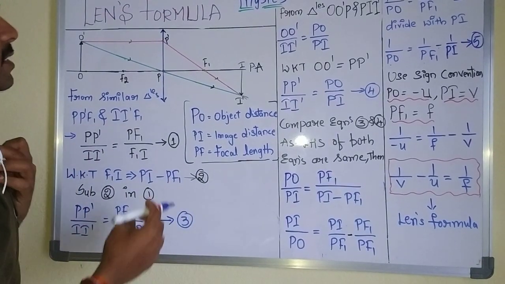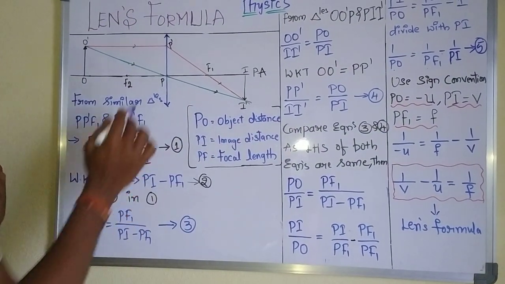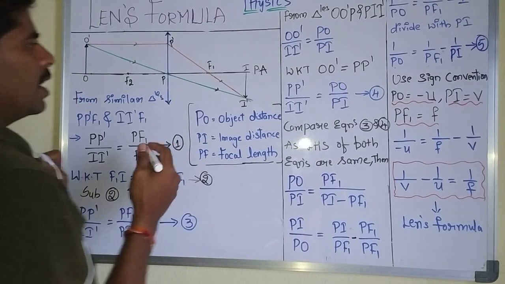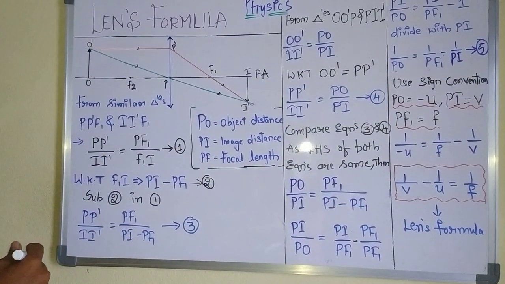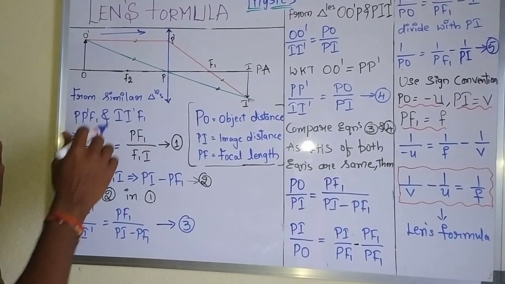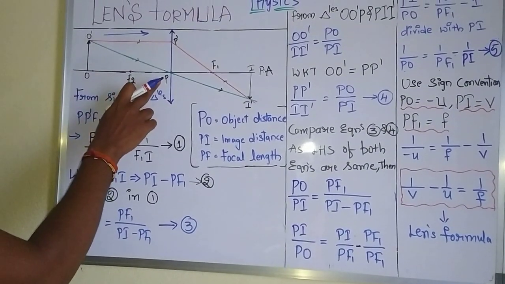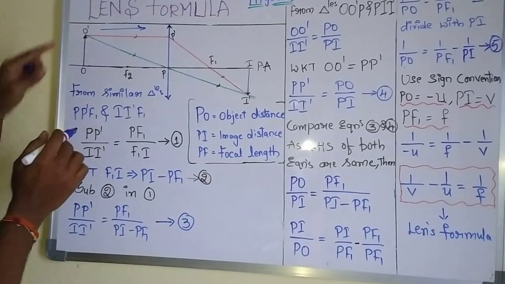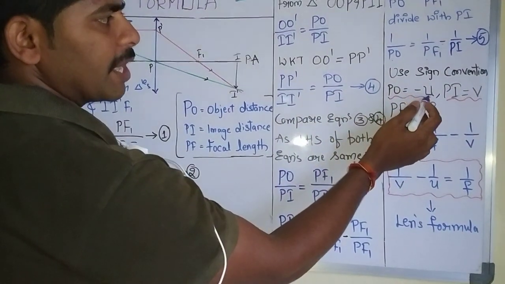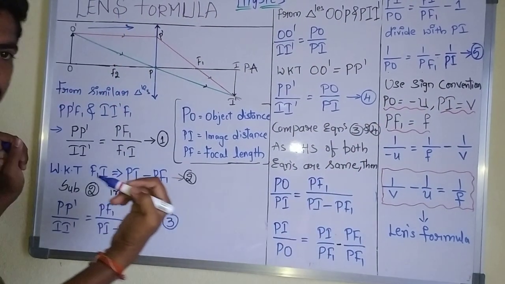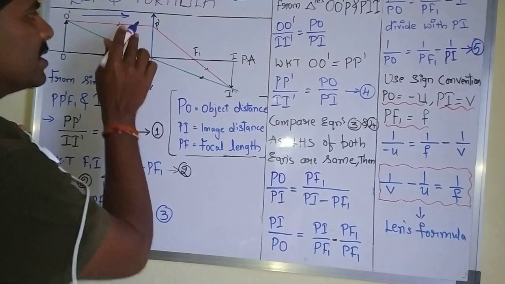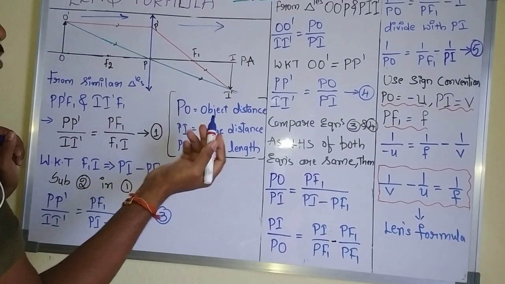At the start we said that PO is the object distance, PI is the image distance, and PF1 is the focal length, by using sign conventions. Here the main part is sign conventions. For example, the incident light is in this direction. The first sign convention is that all distances must be measured only from the pole. PO is the object, which is opposite to the incident light, so it is taken as negative. PO is generally represented with U, and it is minus U. Minus U represents that it is opposite to the incident light. And PI is in the direction of incident light, so it is taken as positive.